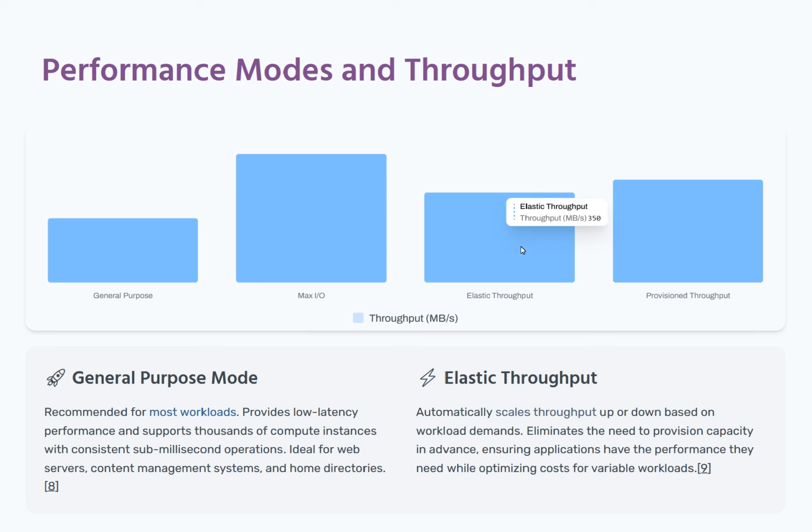Elastic throughput is 350, so in between general purpose and max. Provisioned throughput is 400. Elastic throughput automatically scales throughput up or down based on workload demand, eliminating the need to provision capacity in advance. So you don't need to set up capacity in advance. It will automatically scale up and scale down, right?